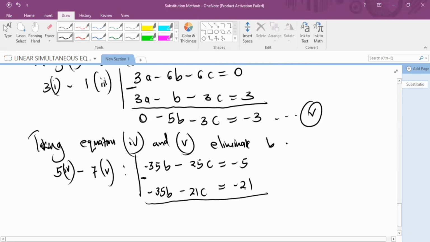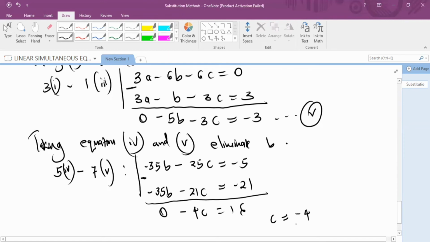So subtracting these two equations, minus 35 minus minus 35 will give us a 0. Minus 25 minus minus 21, so plus, that will be minus 25 plus 21, so that will be minus 4c. And then minus 5 minus minus 21, that will be 21 minus 5, so that will give us 16. So clearly our C is equal to minus 4 from this here.